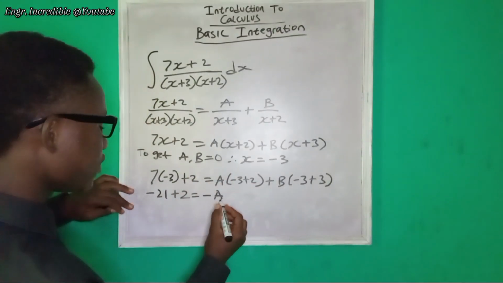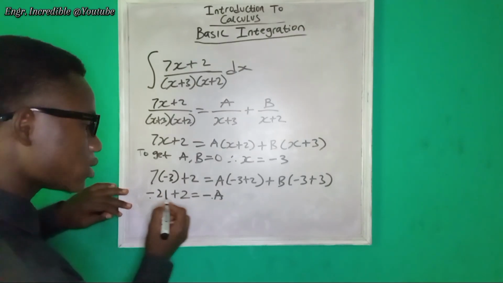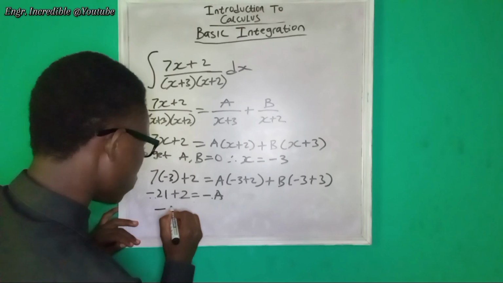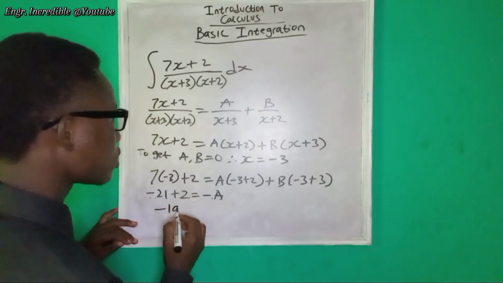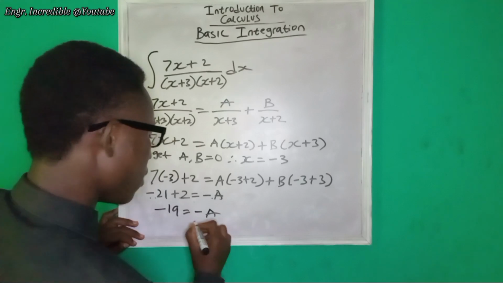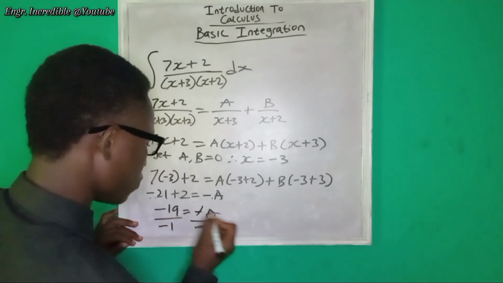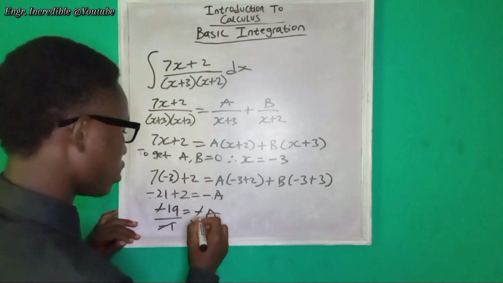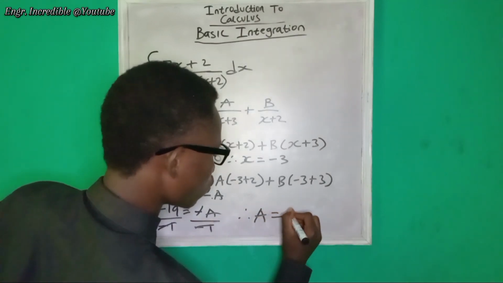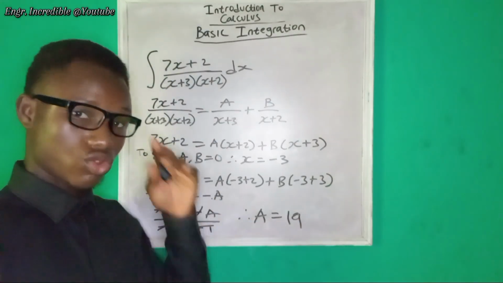Now we can get the value of A easily. Therefore -A is equal to -21 plus 2, and -21 plus 2 is equal to what? -19. -19 is equal to -A. Divide both sides by -1. The -1 cancels the minus here and here. Therefore A is equal to 19. Our A here is equal to 19.